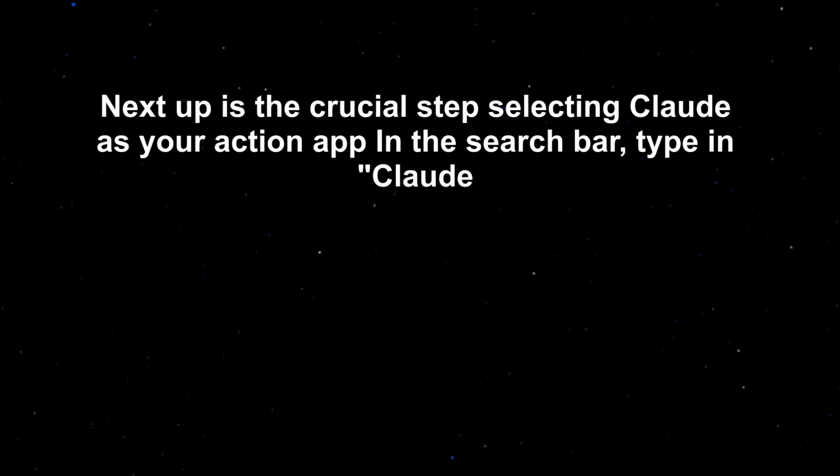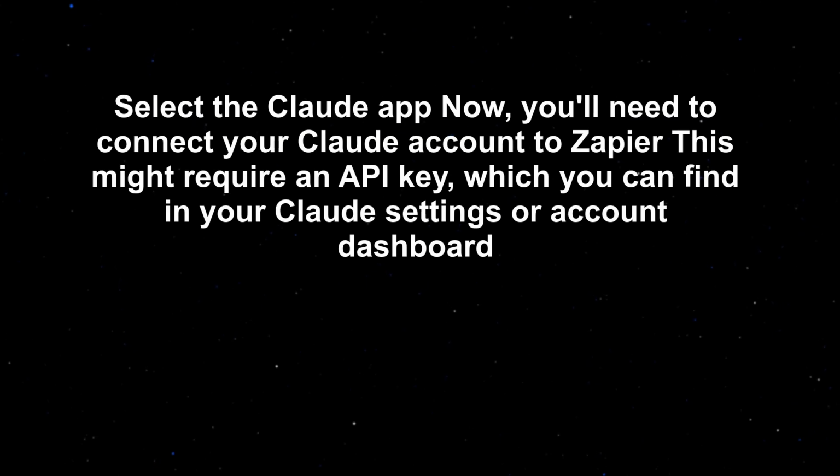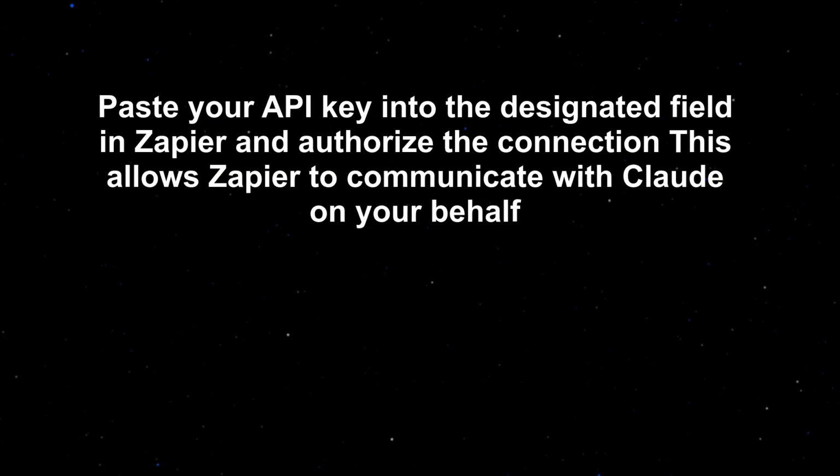Next up is the crucial step: selecting Claude as your action app. In the search bar, type in Claude. Select the Claude app now. You'll need to connect your Claude account to Zapier. This might require an API key, which you can find in your Claude settings or account dashboard. Paste your API key into the designated field in Zapier and authorize the connection. This allows Zapier to communicate with Claude on your behalf.